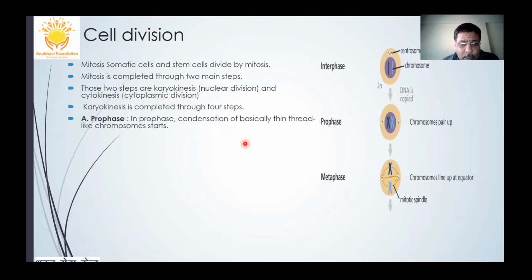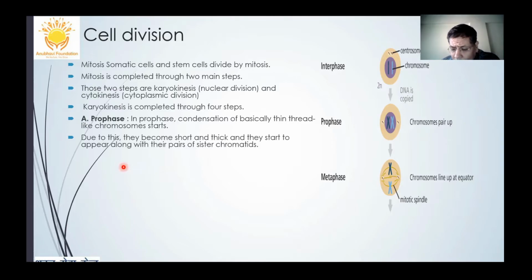The first is prophase. In prophase, the chromosomes start condensing to form thick rod-like structures. So from the chromosome network, it will form thick rod-like structures, and they appear with a pair of sister chromatids. You can see those rod-like structures here. That is, the chromosomal pair occurs and they will form sister chromatids.